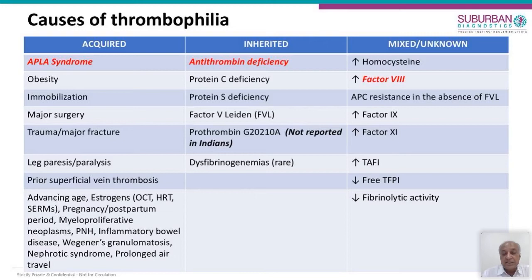of significance unless it is inherited, where the levels go high up, and then that of course is a cause for both venous as well as arterial thrombosis. This is one of the causes of venous and arterial thrombosis, like antiphospholipid syndrome. So these are the two conditions in which you get both venous as well as arterial thrombosis.